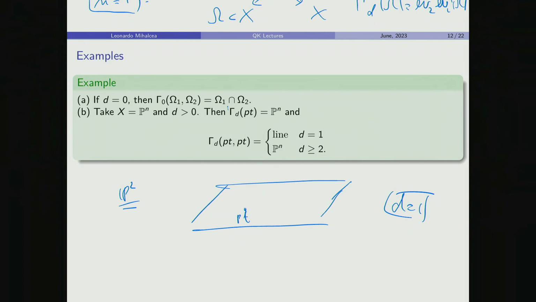Because if you give me any other point in P2, there's going to be a line joining that other point with this fixed point. So that says that gamma 1 of a point is the whole P2 in this case, and in general is the whole Pn. And of course, once gamma 1 is Pn, if I can join any other point by a line, then I'm going to be able to join it by a quadric, a cubic, a quartic, and so on. So this says that in fact all the gamma d's, all the curved neighborhoods for points in Pn, are equal to Pn.